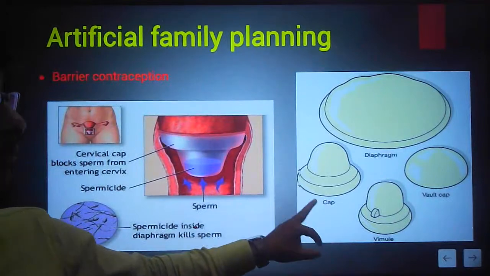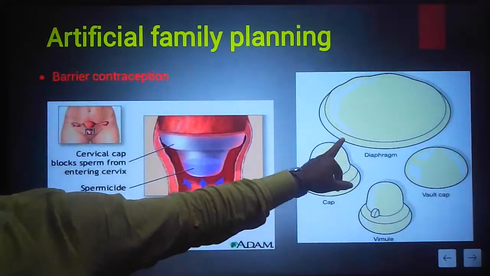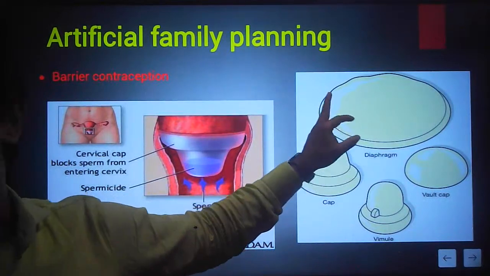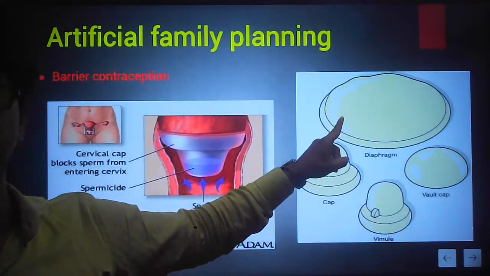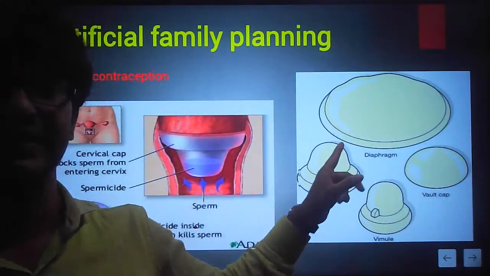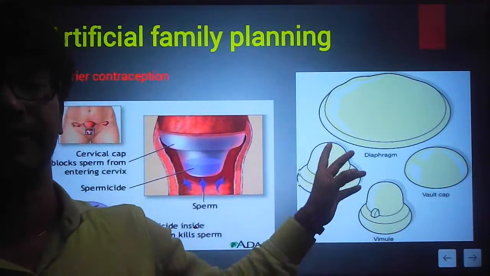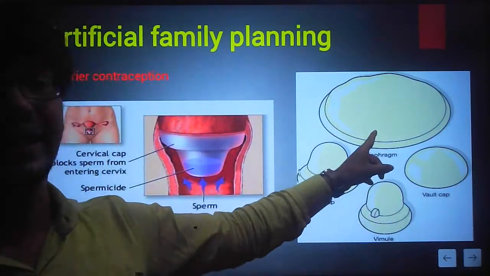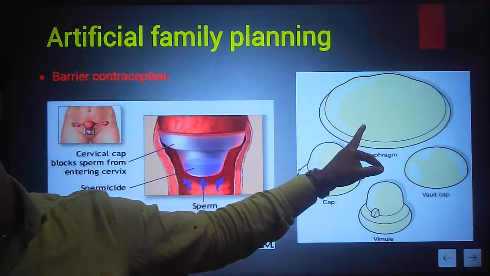For that we can use the cap, the vault cap, the diaphragm. These are things that you can use. The diaphragm is for females. When a female wants to use the diaphragm for the first time, the doctor or nurse usually applies it, because diaphragms come in different sizes. First they check the size and fix it. After that the woman can use it on a regular basis. But the first time they should get assistance from the nurse or doctor for fixing the diaphragm. So this is for the females.